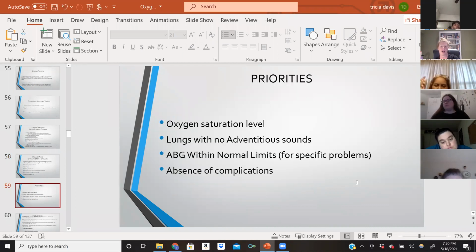So what are our priorities? Oxygenation saturation level, that is your priority. You want to make sure that your oxygen levels are appropriate. Airway, breathing, circulation, right? This is your breathing and your airway. We don't want our lungs to have any adventitious lung sounds, or we want them to be improving. ABGs, we want them to be within normal limits. We want to see them resolved. And then, of course, we want to have the absence of any complications.